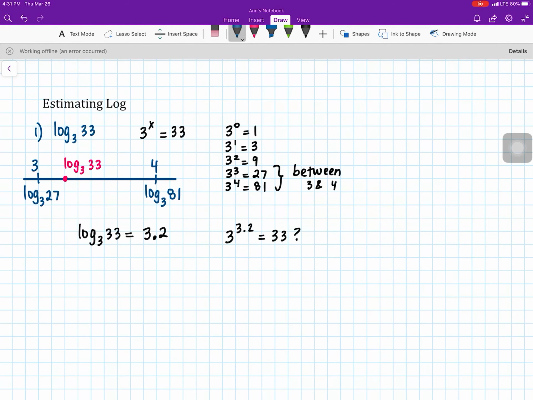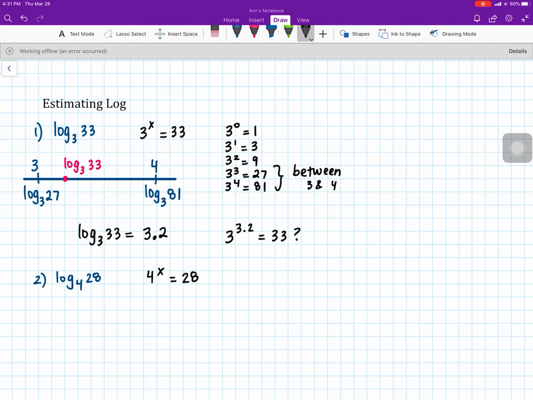Okay, let's do another example. Let's say we want to estimate log base 4 of 28. Again, what they don't want you to do is just use the change of base formula and be like, well, that's log of 28 over log of 4. They want you to estimate it. So to rewrite this in terms of exponential, that's 4 to some power that'll give you 28.